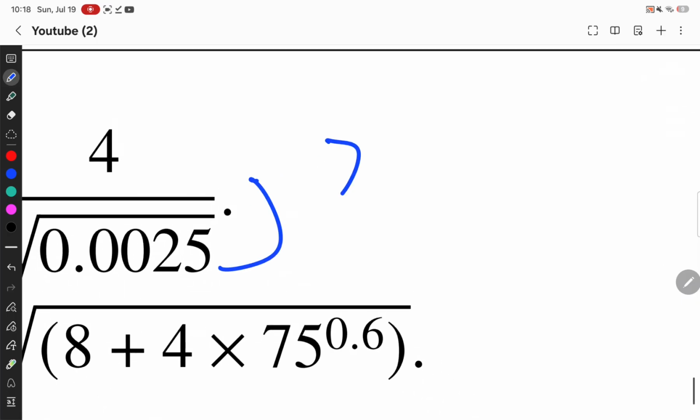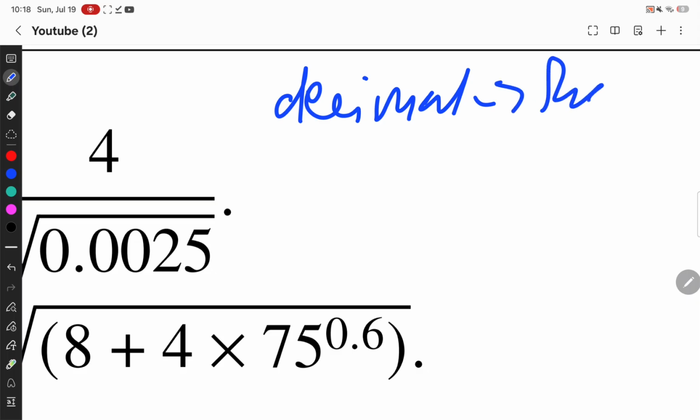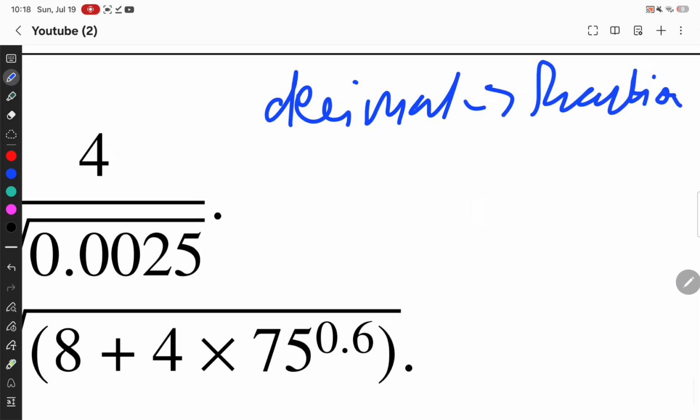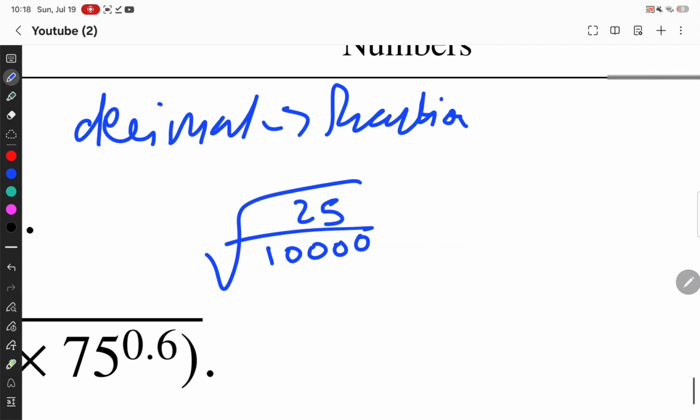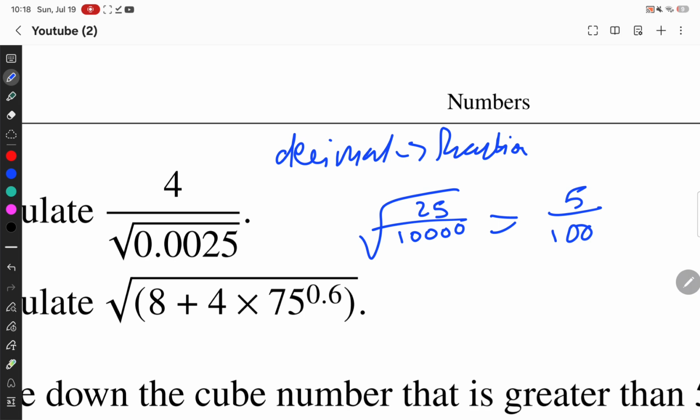To take a square root of a decimal number. Okay, I'm teaching you this because later on, if you ever ask someone else how to take a square root of a decimal number, you first convert the decimal to a fraction, then you do the thingy. Example, 25 over 10,000 square root. We take the square root of this, get 5. Square root of this, we get 100. This is how you can do square root of a decimal. Okay, decimal to fraction, you guys might know how to do it.